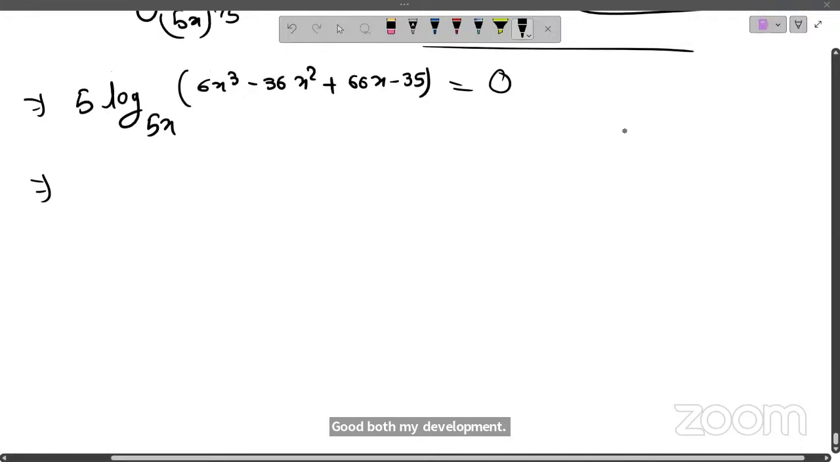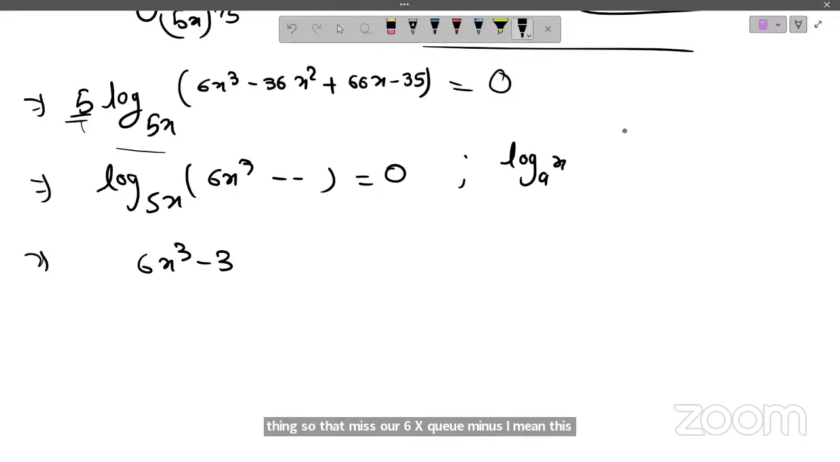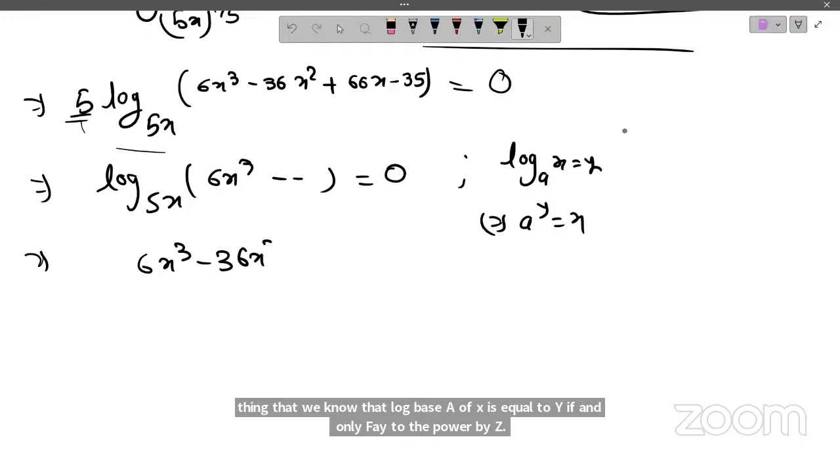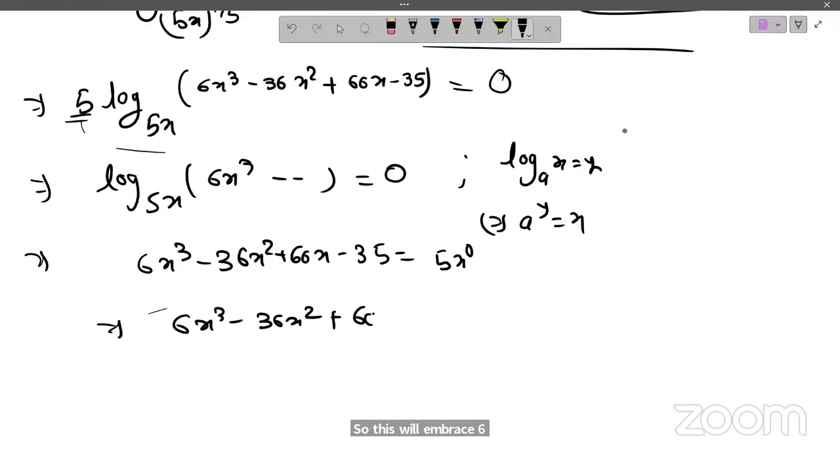So again, we can pull this 5 on that side. So it becomes just log base 5x of 6x cube minus 36x square plus 66x minus 35, and this is equal to 0. And then again, we can apply the power 0 thing. We know that log base a of x is equal to y if and only if a to the power y is equal to x. So that means 5x to the power 0 is equal to this expression. So this will imply 6x cube minus 36x square plus 66x minus 35 is equal to 1.